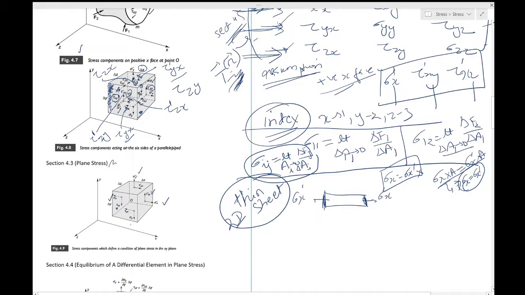Now let's look at the top face of this, sigma y dash and sigma y. Okay, tau y dash in the x direction, correct. Tau y dash, okay, so this is tau yx. So that's the correction which you should make. Okay, lots of them today.